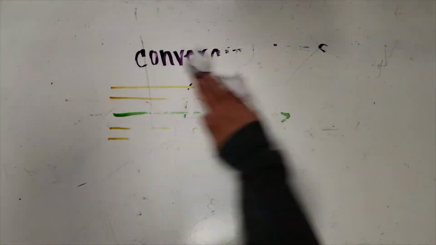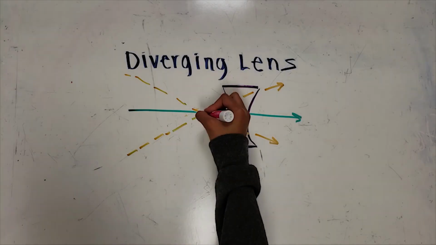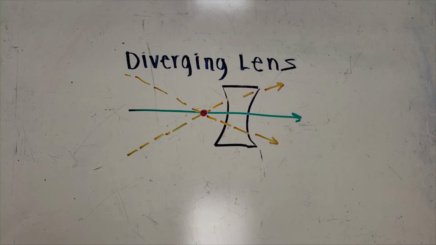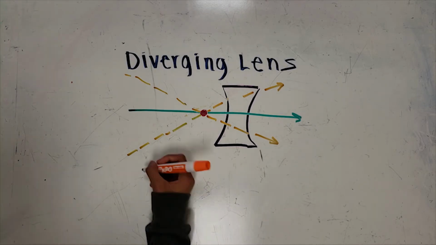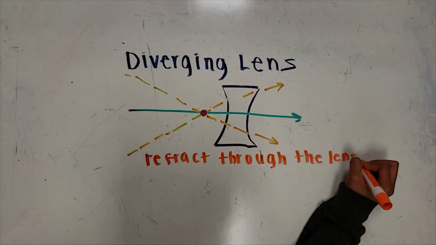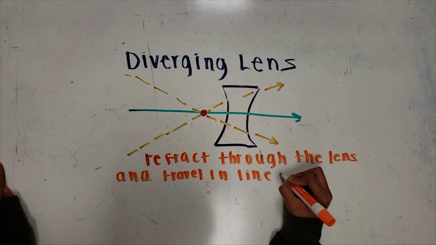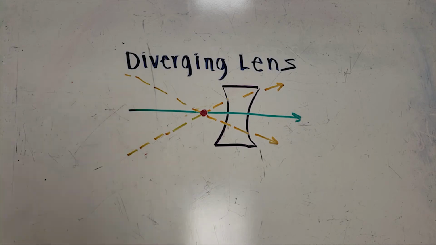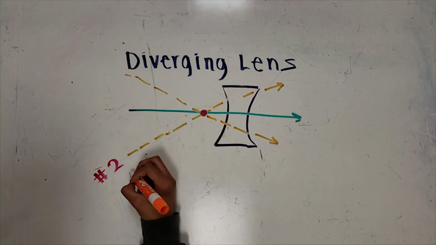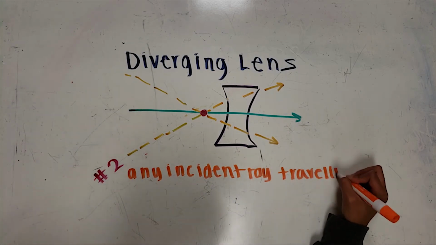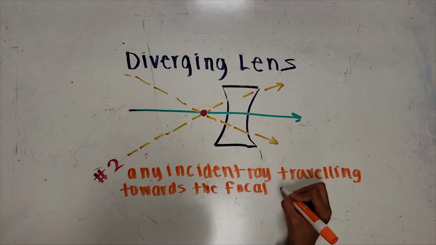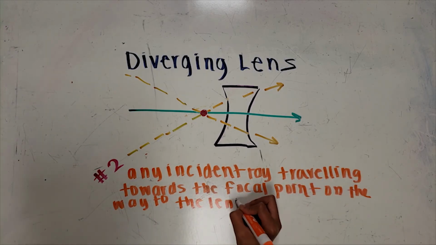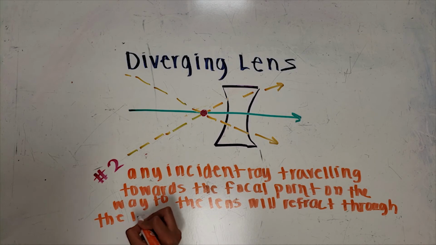The rules of refraction of a diverging lens state that any incident ray traveling parallel to the principal axis of a diverging lens will refract through the lens and travel in line with a focal point, and any incident ray traveling towards the focal point on the way to the lens will refract through the lens and travel parallel to the principal axis.